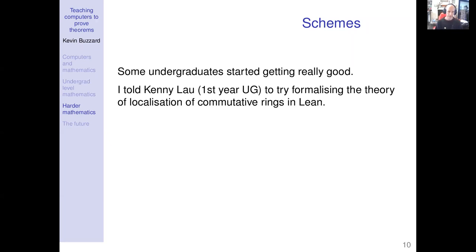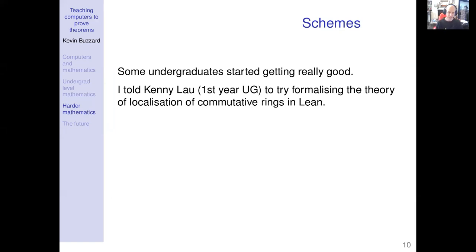So I told this very bright first year undergraduate, he needed a project, so I gave him a project. I gave him a standard MSc level textbook on commutative algebra, and said, why don't you formalize the first couple of chapters? Because it was beginning to dawn on me what was easy and what was hard. And equivalence relations were easy.